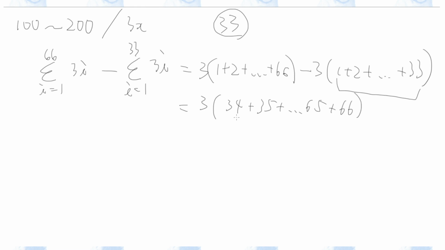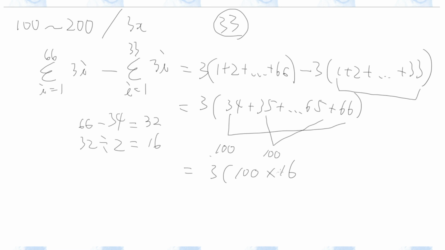And next, we have to add all these numbers together, but there's a trick. Add the first number and the last number together. 34 plus 66 is 100, 35 plus 65 is 100, and so on. So we get pairs of numbers that add up to 100. All we have to do is work out how many pairs we get and what the number in the middle is going to be. 66 minus 34 is 32. There should be 16 pairs of numbers that each add up to 100.